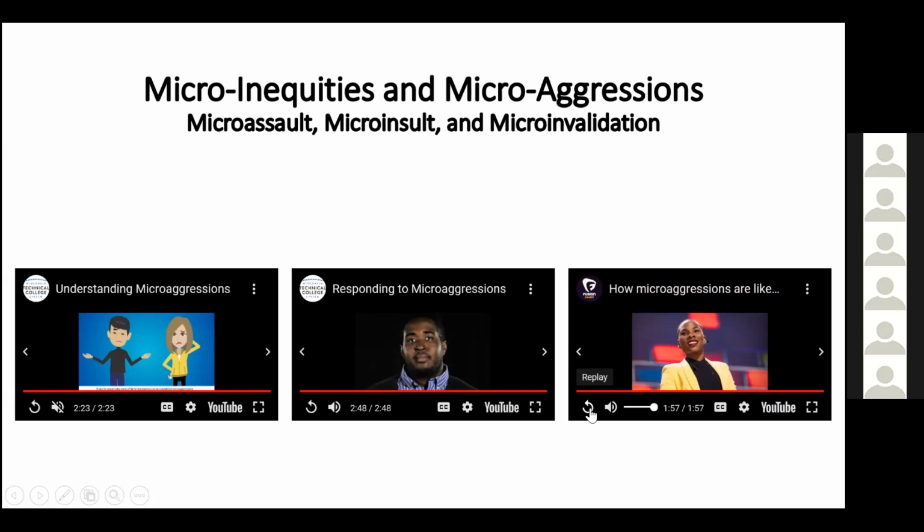A microinvalidation is where a verbal comment or behavior excludes, negates, or nullifies some psychological thought, feeling, or experience that a person of color might have. For example, saying your research paper was good for an international student, or when people say I don't see color, they're not noticing or affirming your color or race. So those are just some subcategories of microaggressions.